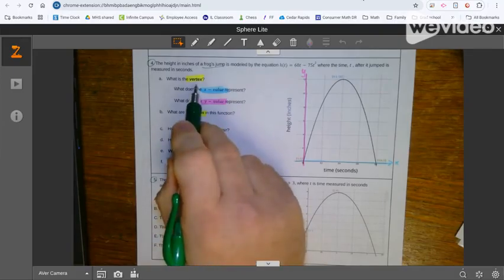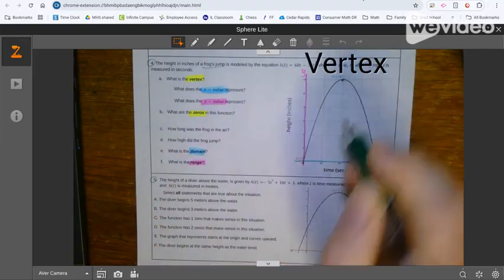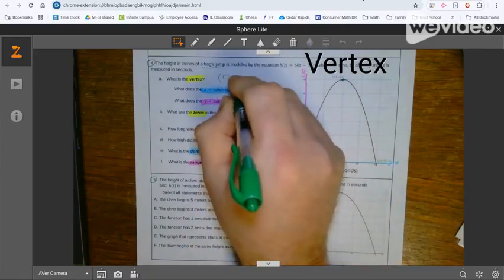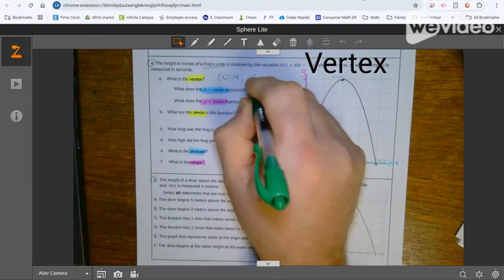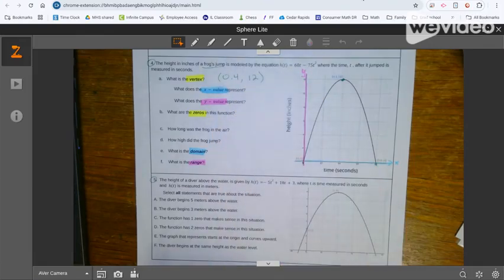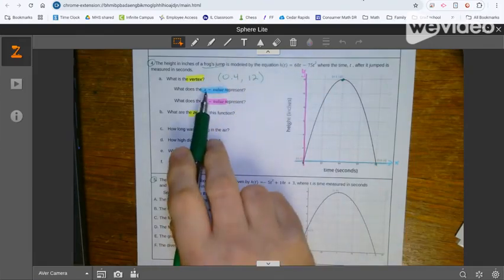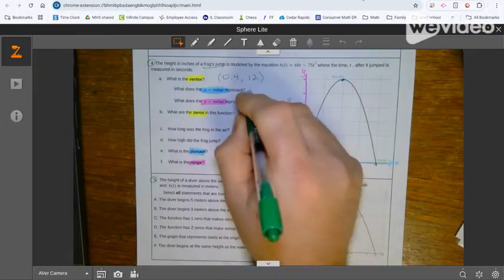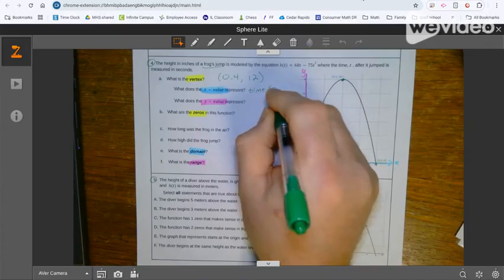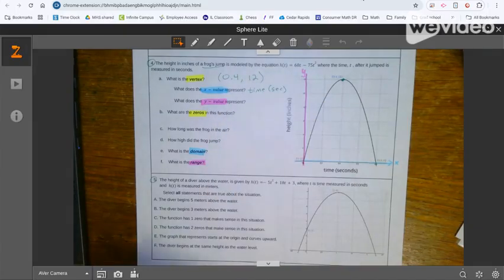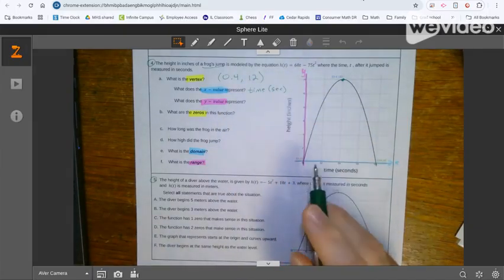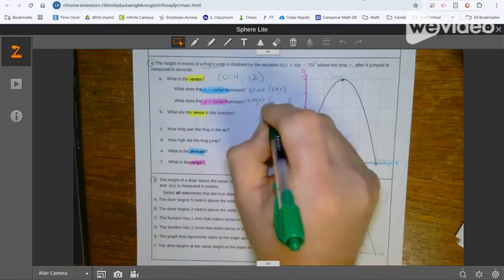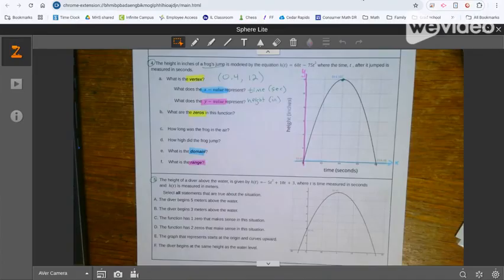The vertex. The vertex is the peak, the highest spot of the graph. All they want to know is what that point is. It says 0.4, comma 12, but we'll talk about what that means in a second. The x value is, what is our x-axis? Well, we're looking at time, in this case specifically in seconds. If we look at the y-axis, we're looking at height, and again here in inches because of what it's given us.